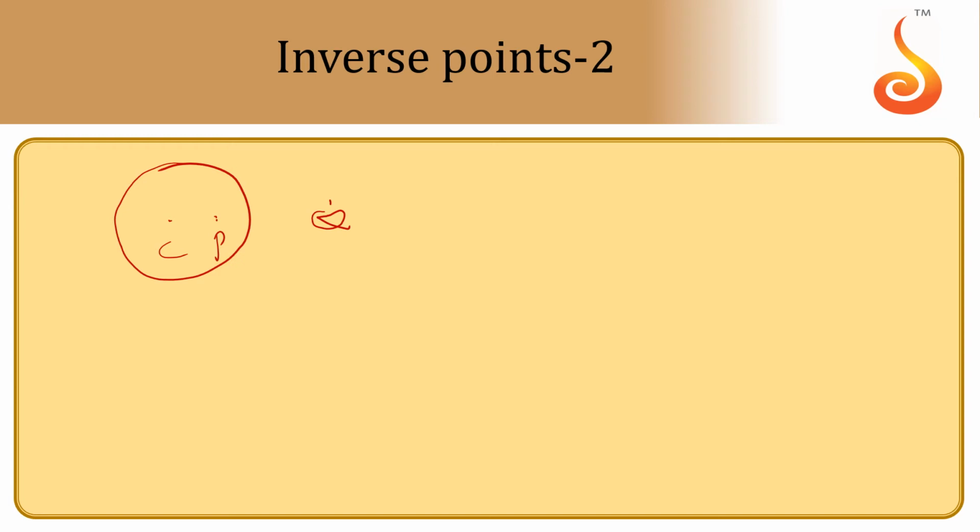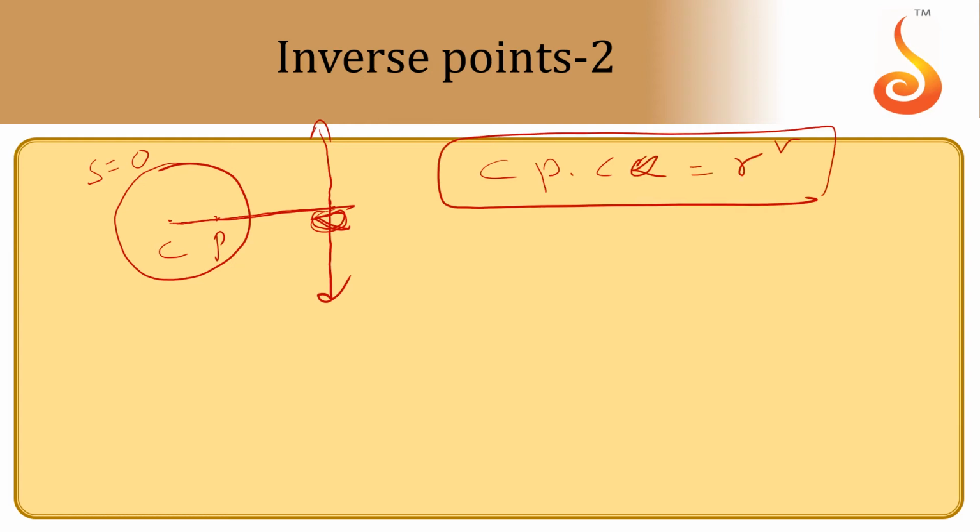Now, suppose S equal to 0 is a circle, let P be the point for which you draw the polar, then join CP and extend it to cut at Q. Then if you calculate CP into CQ, you will get R square. You can check it. Everything you can check in the standard circle because it is easy to check.